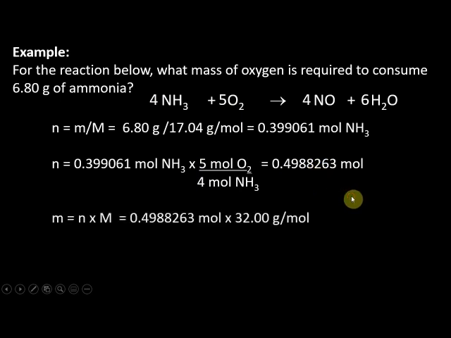And so the number of moles of oxygen, then the mass after we're done that, is equal to the number of moles times the molar mass of oxygen. And that'll work out to 15.962441 grams. Don't forget now we have to go back to 3 significant digits. So this gets rounded to 16 grams of oxygen, 16.0 grams of oxygen.